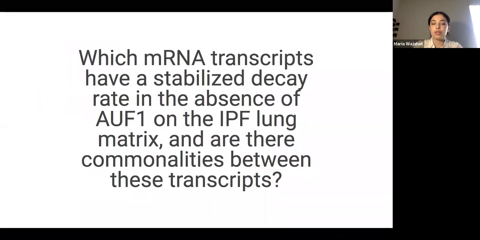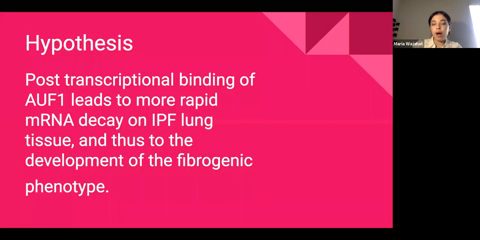So the question that I'm addressing is really, what is the link between AUF1 and IPF? Which messenger RNA transcripts exactly have a stabilized decay rate in the absence of AUF1 on the IPF lung matrix? And are there commonalities between these transcripts? So the hypothesis that we have is that the post-transcriptional binding of AUF1 to messenger RNA leads to more rapid messenger RNA decay on the IPF lung tissue and thus to the development of the fibrogenic phenotype.